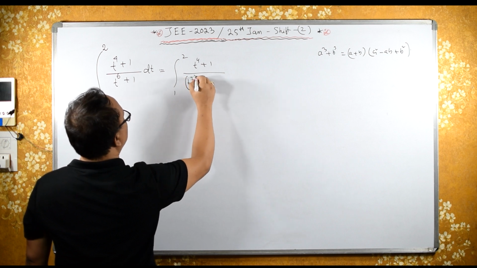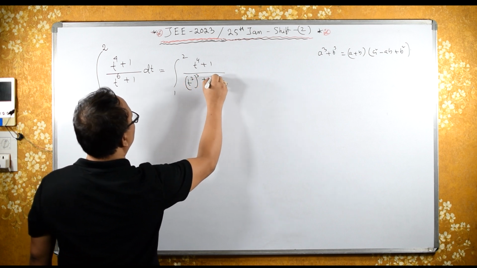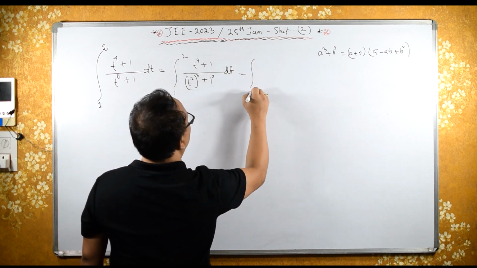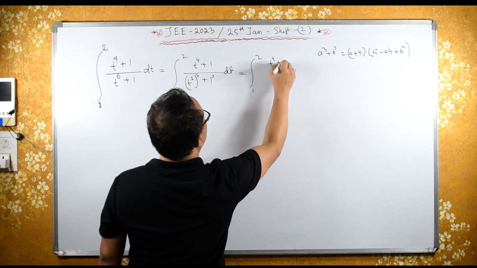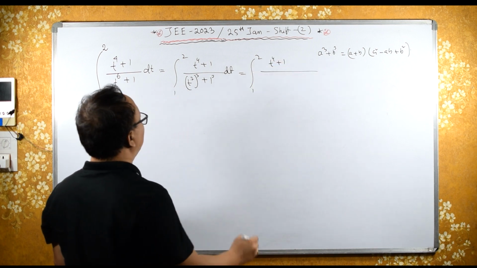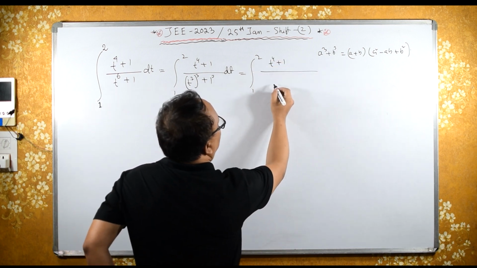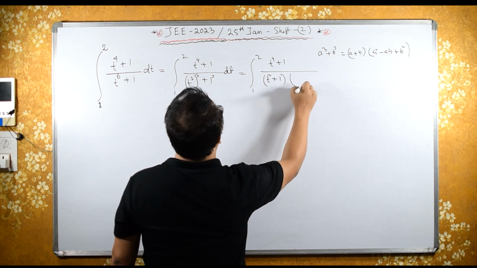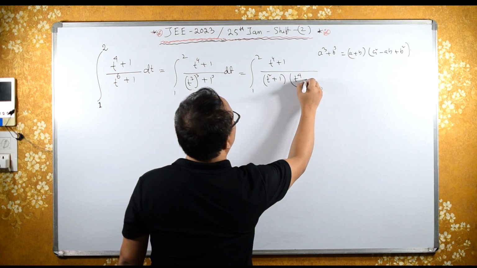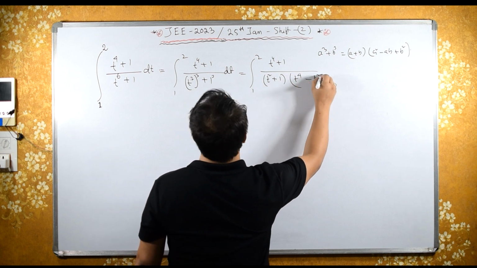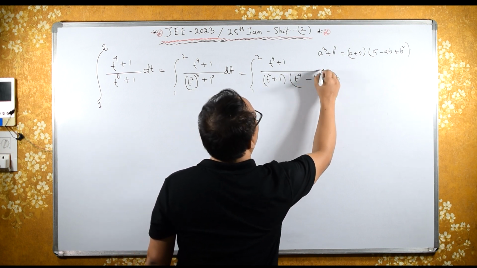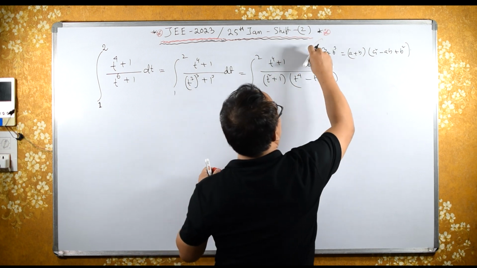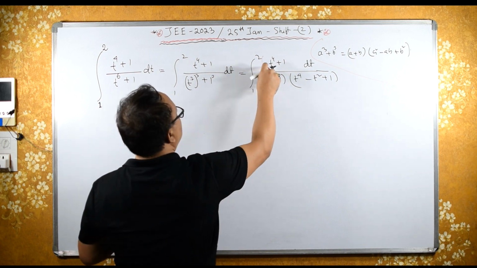That's like t square raised to cube plus 1 cube dt, which is the same as integral 1 to 2 of t^4 plus 1. Using a cube plus b cube, a plus b means t square plus 1, and here a square means t raised to 4 minus t square plus 1, into dt. Here this is the bracket.